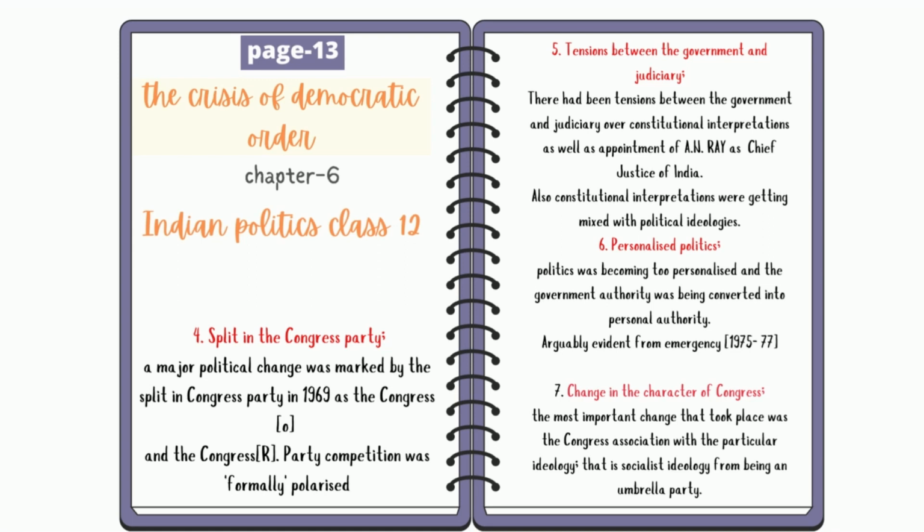Personalized politics is our sixth point. Politics was becoming too personalized and the government authority was being converted into personal authority, arguably evident from the emergency of 1975 to 77. Seventh, changes in the character of Congress. The most important change that took place was the Congress association with a particular ideology, that is socialist ideology, from being an umbrella party.